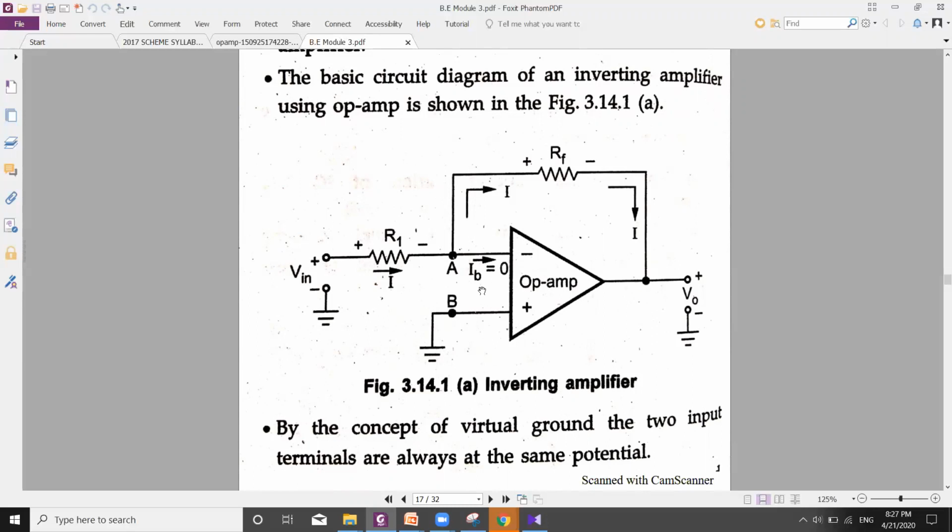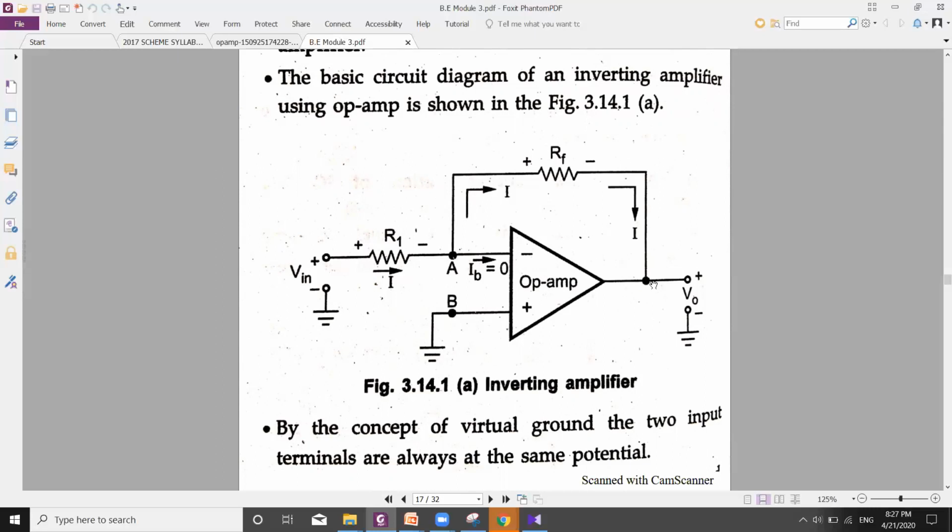From the characteristics of an ideal op-amp, we know that the input impedance is very high. Hence, no current enters the op-amp. The meaning is, the current flowing into the op-amp is zero. Whatever current comes from the input side, that is I, all of it will pass through this feedback path and reach the output side.